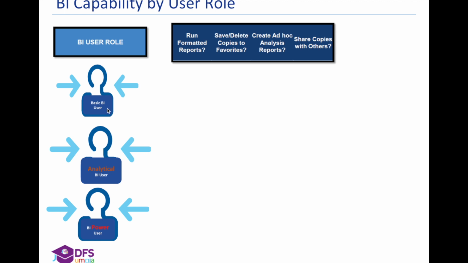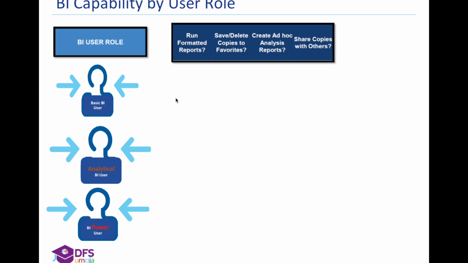Now, one can have one of these roles, 2 of these roles, or all 3 of these roles. The difference between having 1, 2, or 3 of these roles is the following. As you see here at the top, we have the possibilities, the capabilities of each one of these roles: run formatted reports, save, delete, copy to favorites, create ad hoc analysis reports, which are the AWS or analysis workspaces, or share copies with others. I'll explain what these mean as we start seeing the limitations by role.